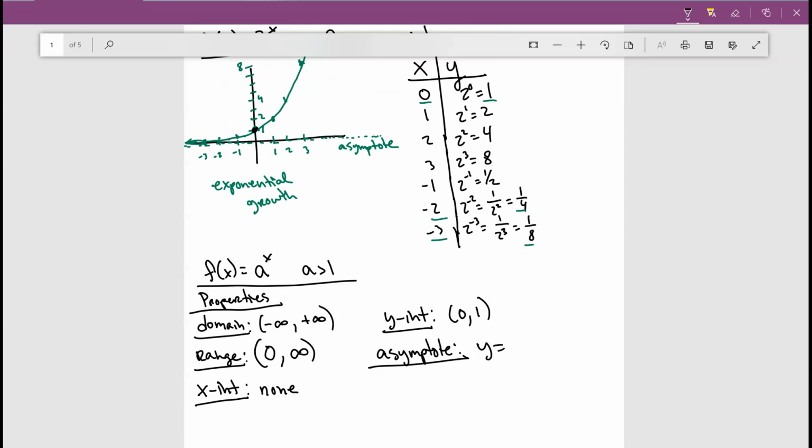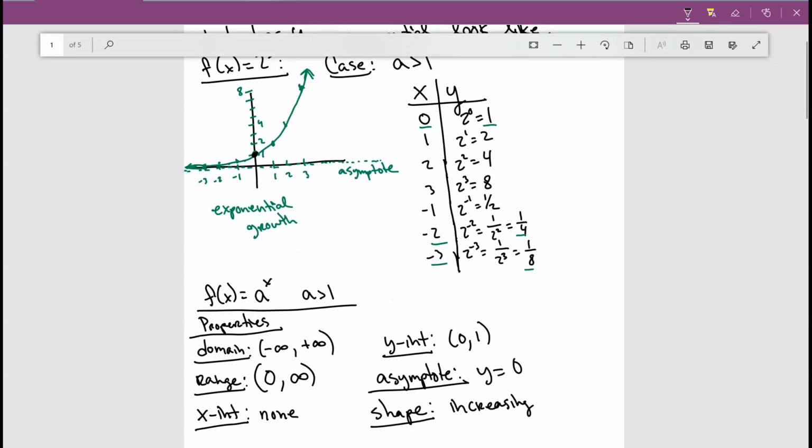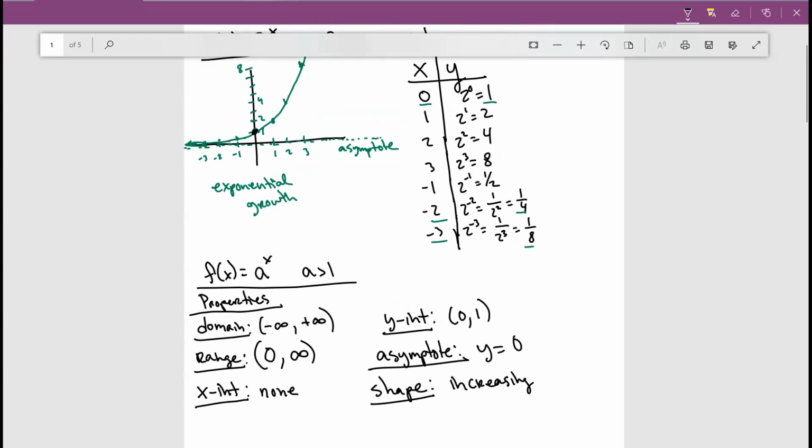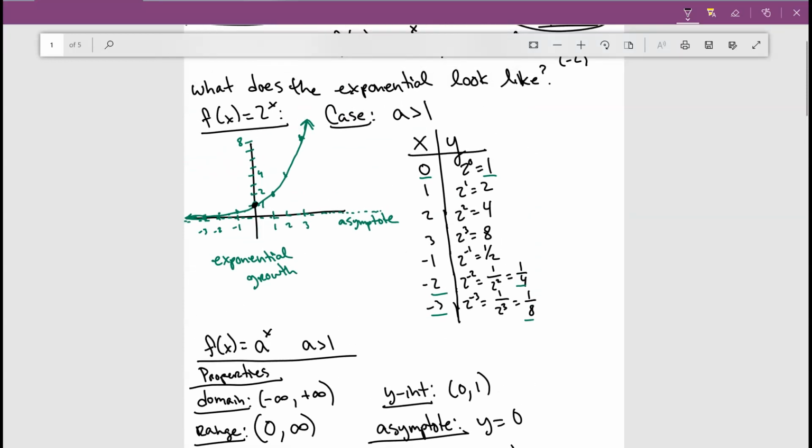So at y equals 0, you have this asymptote. The shape of this particular graph is increasing because, as you can tell, it's exponentially increasing. Now I want you to look at 2 points because this particular graph contains 2 different points. Look at the base. The base is 2. When x was 1, you actually got the base back, 2.